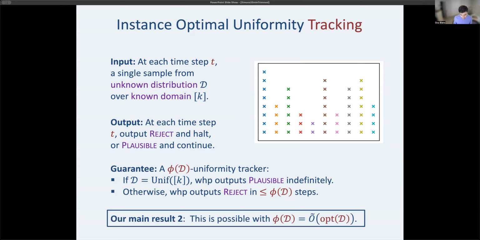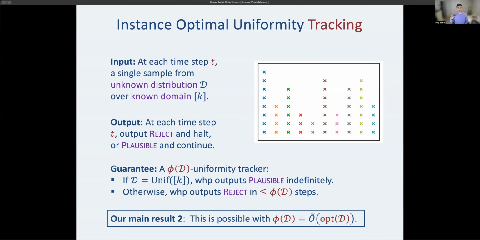Okay. Our second main result looks very similar to the first. It's that this uniformity tracking is possible, and the number of samples you need is only polylogarithmically more than the optimal amount for just distinguishing all relabelings of D from the uniform distribution. Now, let me just say that this main result is essentially equivalent in a very easy way to the first main result. So there's no new technical stuff happening here. But I think it's a nice perspective on what's happening, particularly in the instance optimal world.